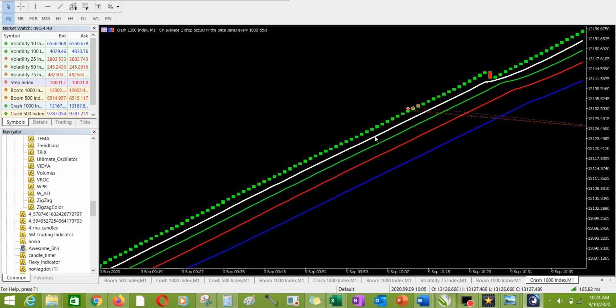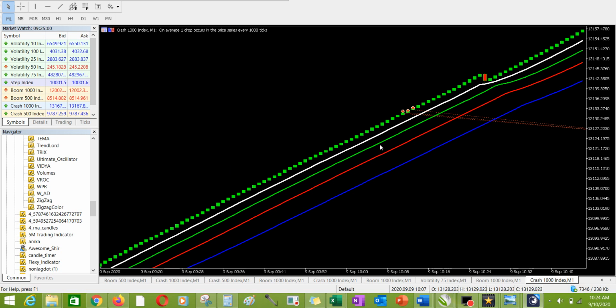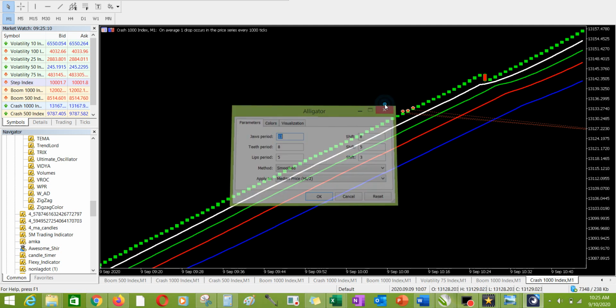The white line is the moving average, EMA9. You can see the setup. This is the setup. This is EMA9, that is the white line. Then the three other lines, that is green, red and blue, are my alligator lines. Alligator usually comes with 3 lines. They are my alligator lines.